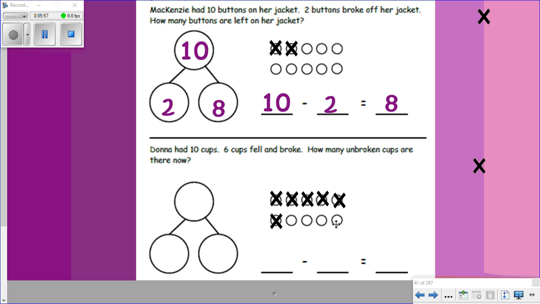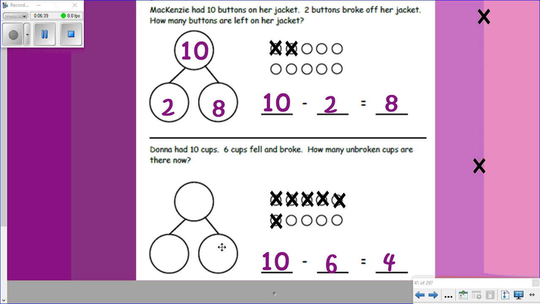1, 2, 3, 4. But again, we don't want to just hurry up and say, oh, 4, I'm going to write down 4 over here. We have to think about how the equation goes. It's a subtraction sentence. The minus sign is here. We need to start with the whole amount when it is subtraction. The whole amount, everything. This is 10 minus, now we need to put the number that we X'd out, the number that were broken. 1, 2, 3, 4, 5, 6. Equals the amount we have left. 1, 2, 3, 4. And there you go.